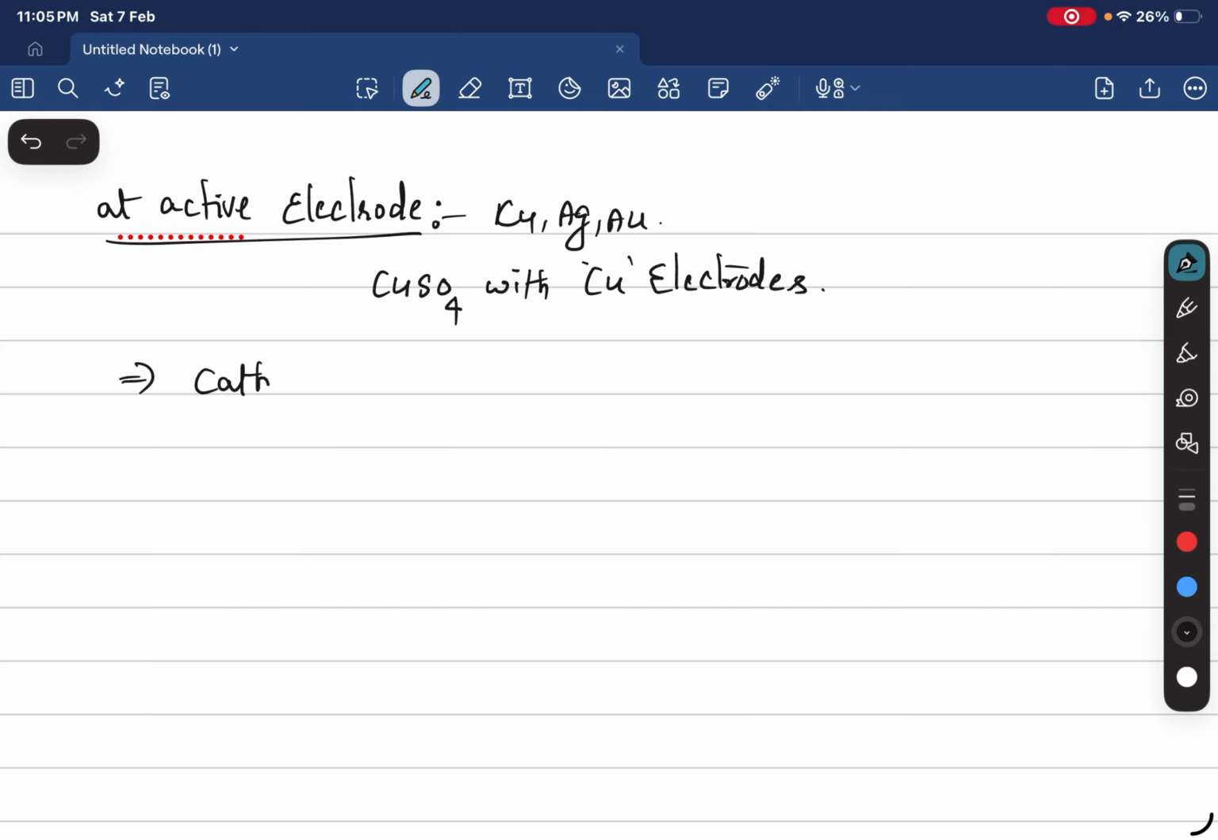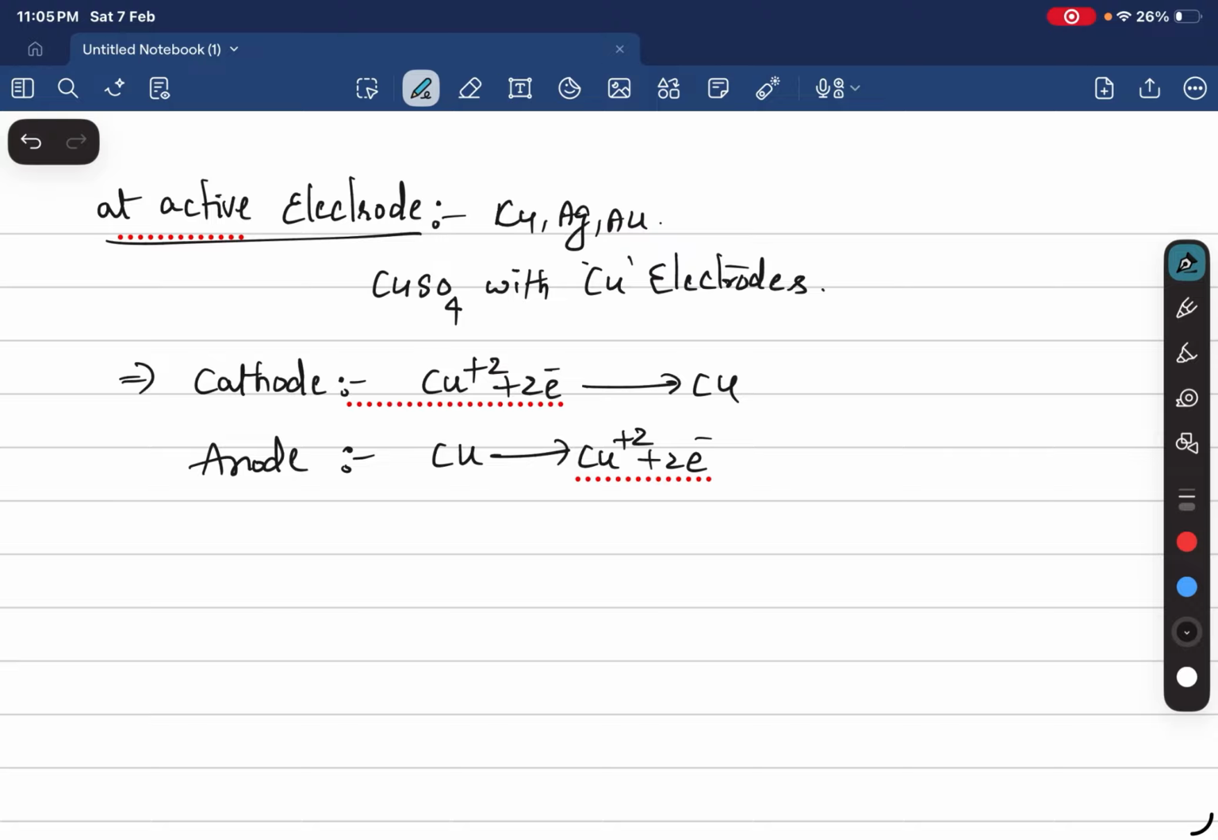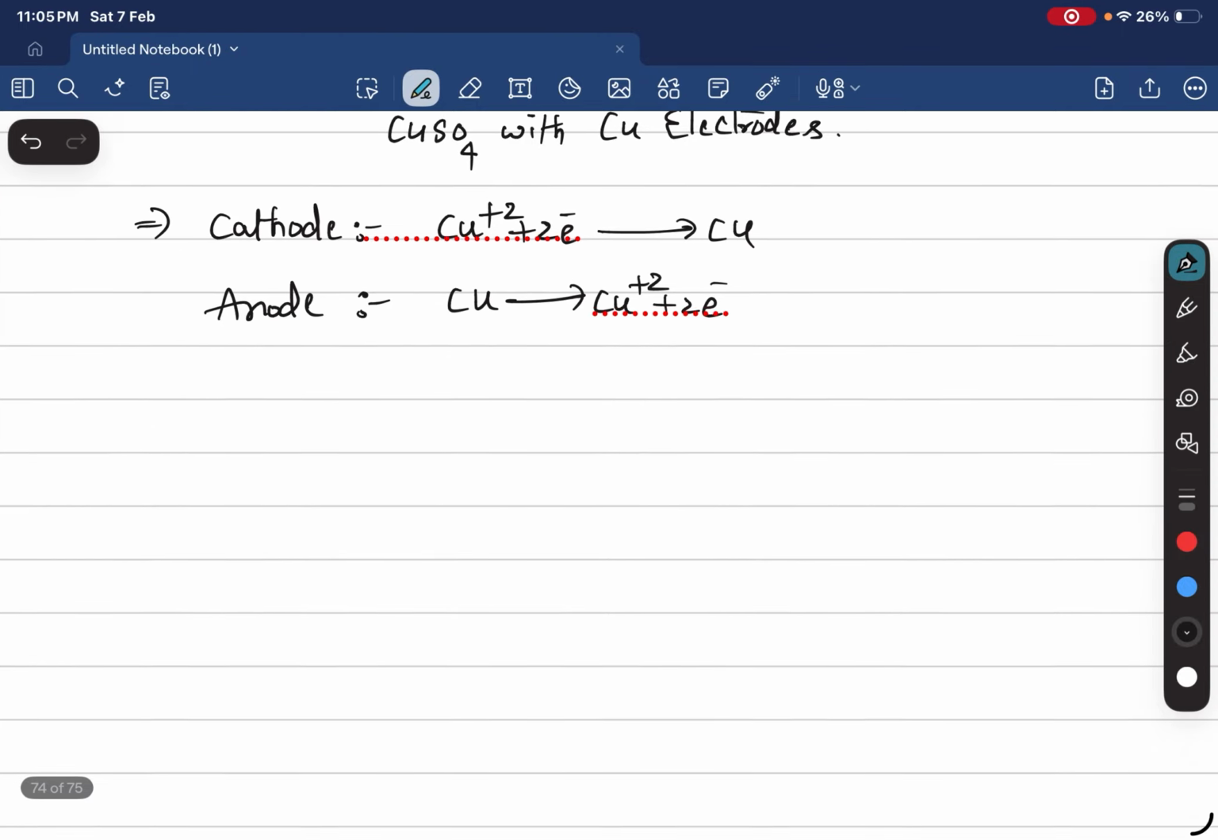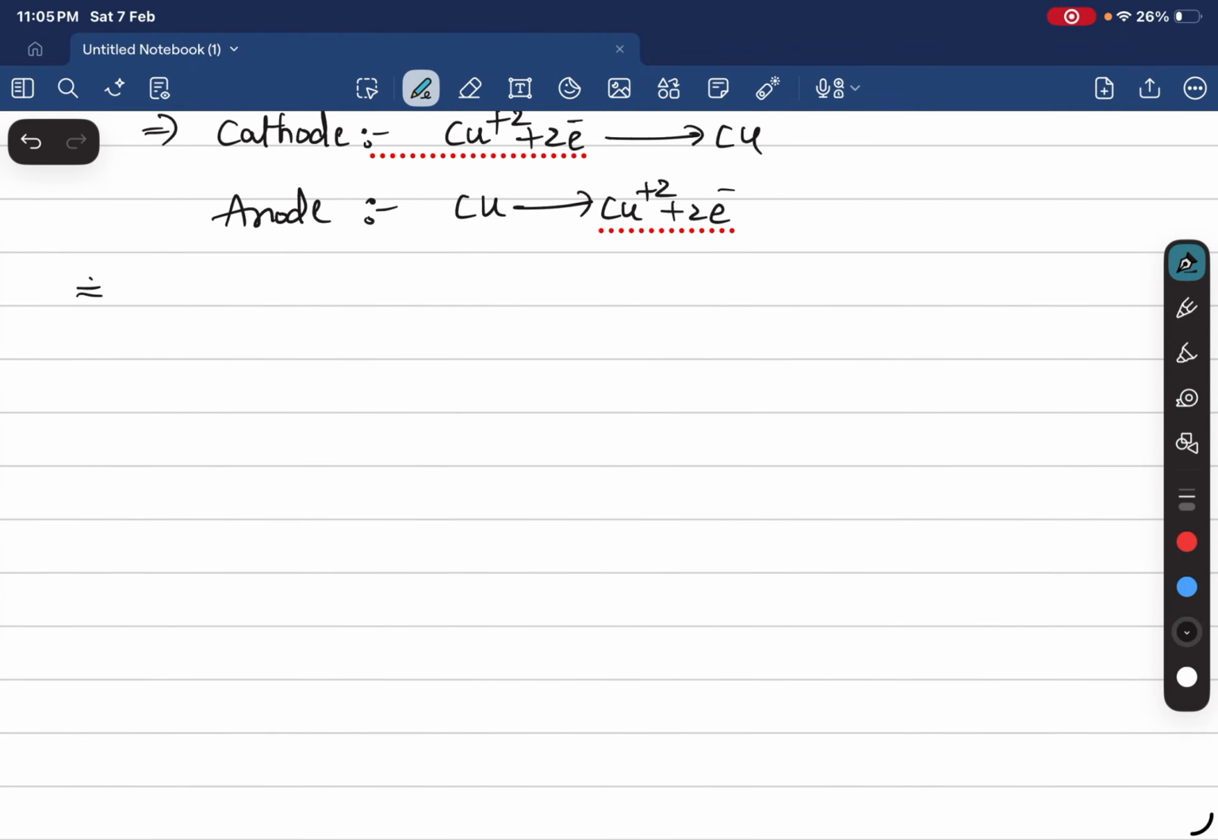at the cathode Cu2+ is converted into Cu, at the anode Cu is converted into Cu2+, because at the anode oxidation takes place, at the cathode reduction takes place. So these are the factors affecting the electrolytic products.